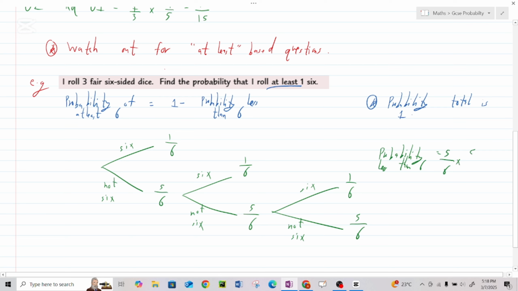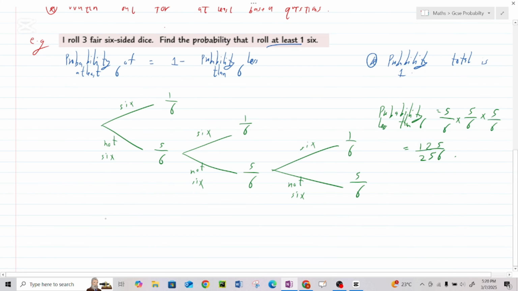So 5 by 6 times 5 by 6, and remember, don't make the mistake of doing 5 by 6 times 3. That's going to be a big issue. This is 5 by 6 times 5 by 6 times 5 by 6, not times 3. So you cannot do that. So the final answer will be 5 times 5 is 25, 25 times 5 is 125, 6 times 6 is 36, 36 times 6 is 256. Now again, do not mistake this as your final answer. Why? Because this is the probability less than 6. You're finding probability of at least 6.